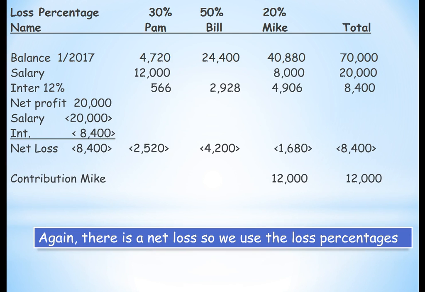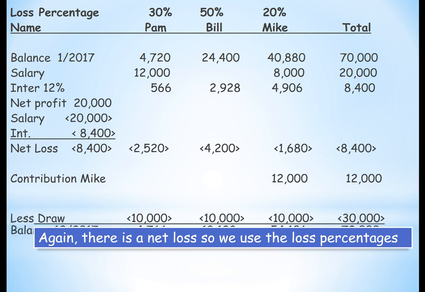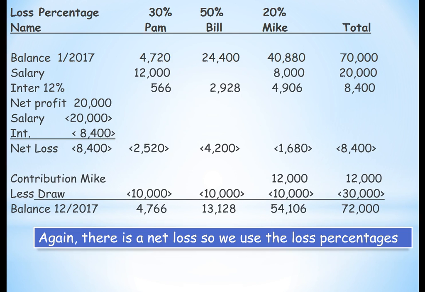We now have to allocate that net loss, and again, we're using the loss percentages. And then we're going to add in after that. Now remember, Mike's contribution is not part of the profit sharing. That's shown separately. And then we subtract the draw. And now we have the new capital balance as of 12/2017, which we'll use at the beginning of 2018.